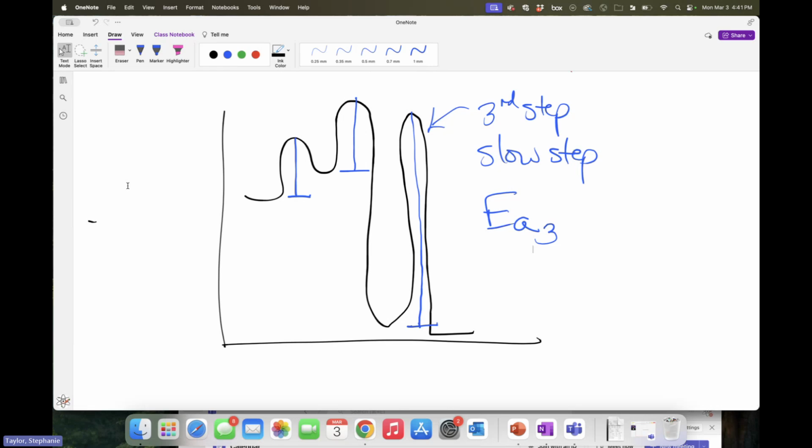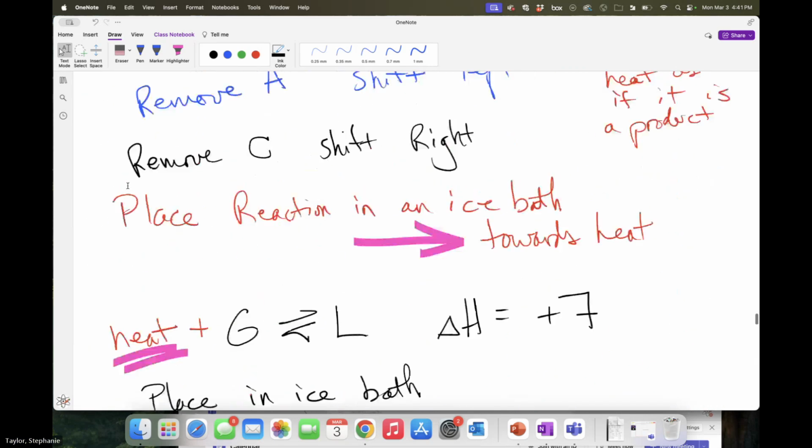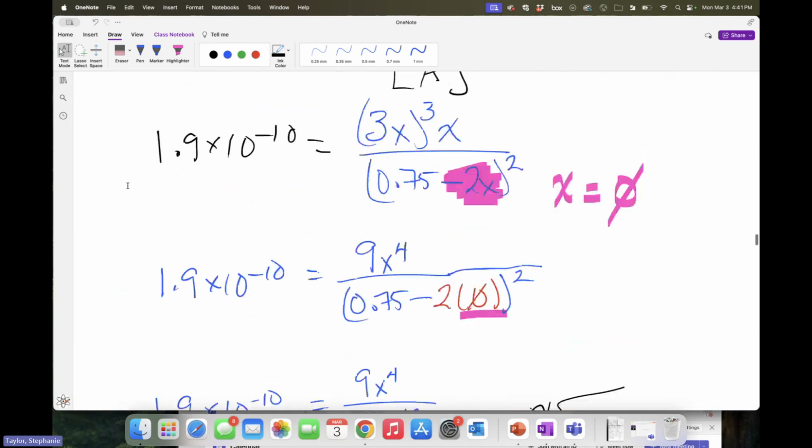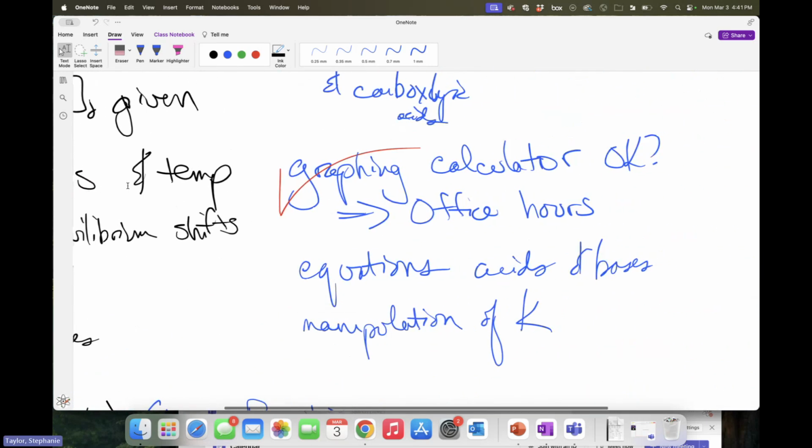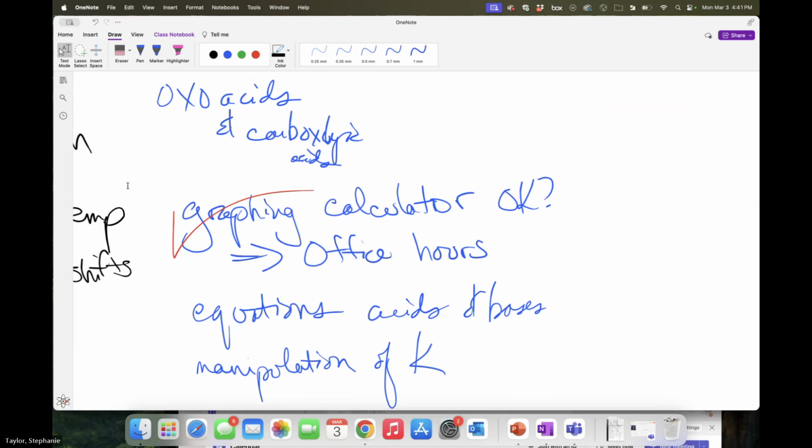Okay. I'm going to save oxo acids. I'm going to save oxo acids for a reason, because if I'm going to do oxo acids, I also have to do binary acids.